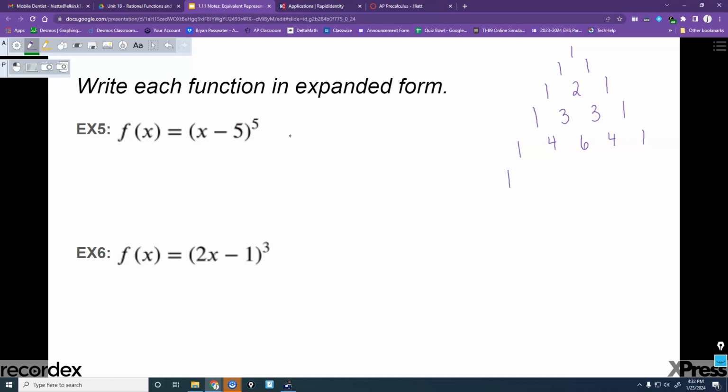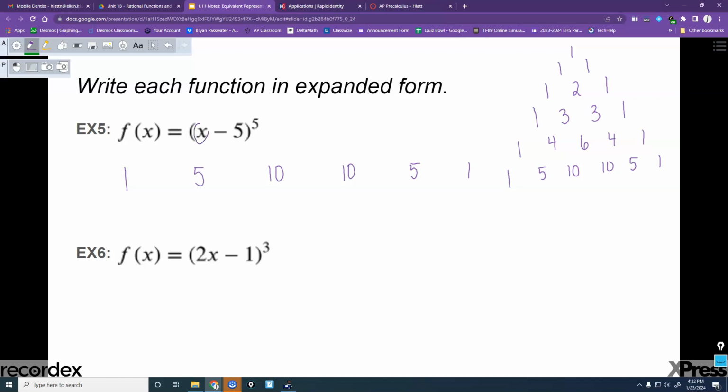So I'm going to do one more row. 1 plus 4 is 5. 4 plus 6 is 10. 6 plus 4 is 10. 4 plus 1 is 5. Put that 1 on the outside. So I'm going to use the 5th, it's really the 6th row, but we call this row 5 here because we're starting on the 0 row right here. And I'm going to use these as my coefficients. So I'm going to have 1, I'm going to leave lots of space, 5, 10, 10, 5, 1. And here's what's going to happen.